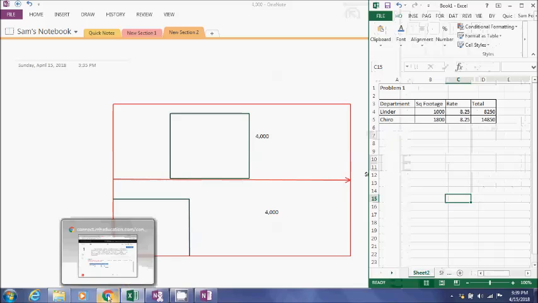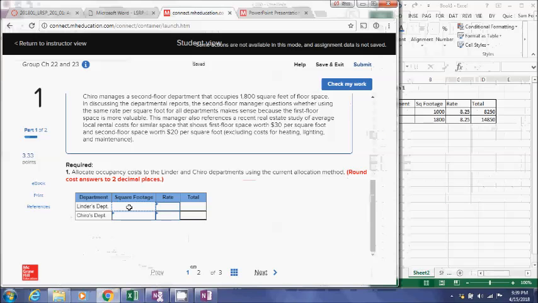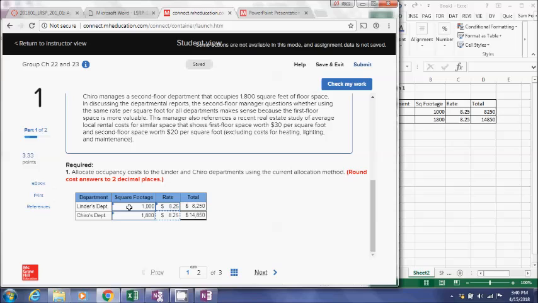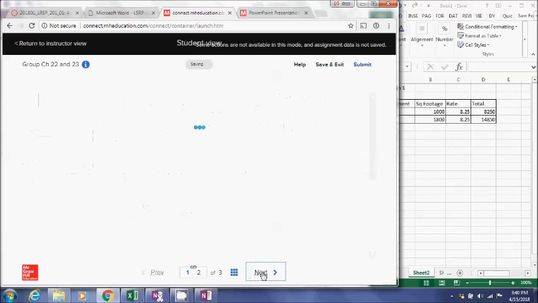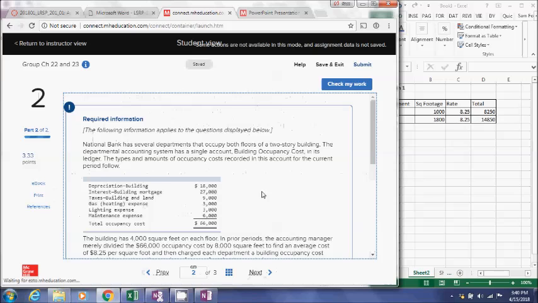Let's go plug that over into Connect. So 1,000 square foot for Lender at 8.25 and 1,800 for Chiro at 8.25, and we'll see that we kind of get the same thing. So that's nice and easy. And now we're going to have to figure out what we're going to have to do in order to satiate Chiro. So let's go on over to the next one.